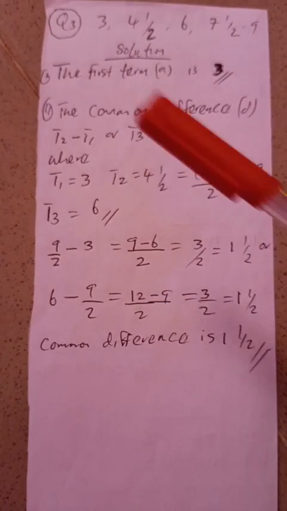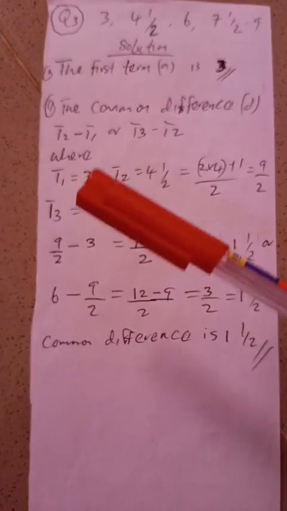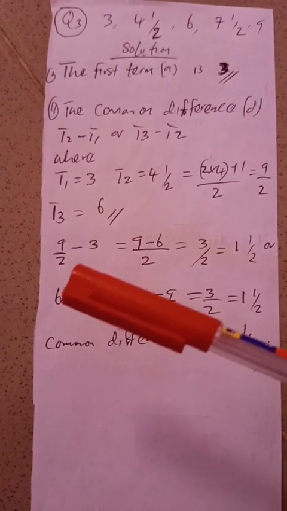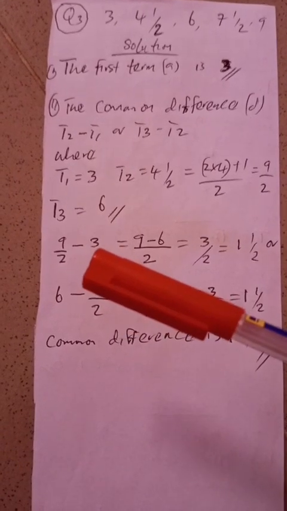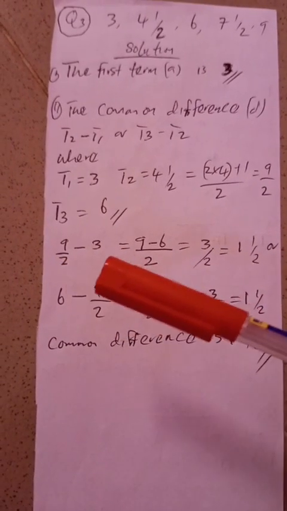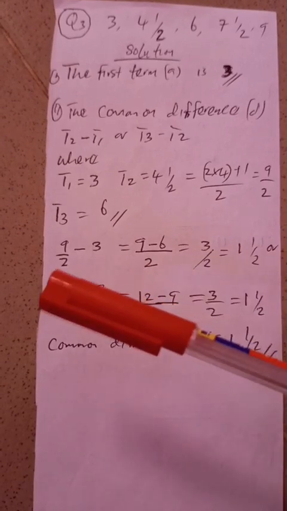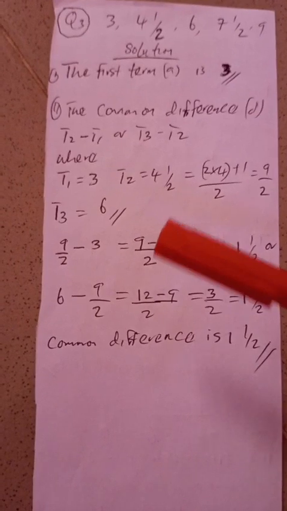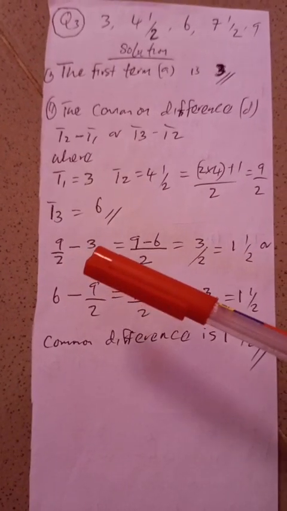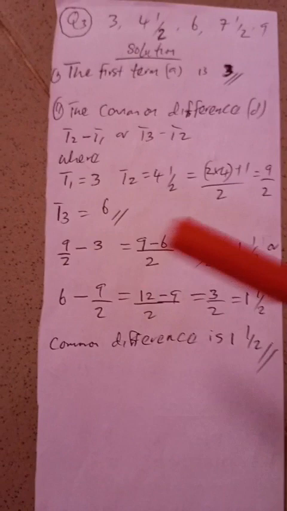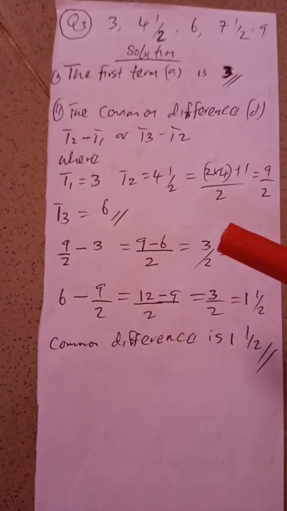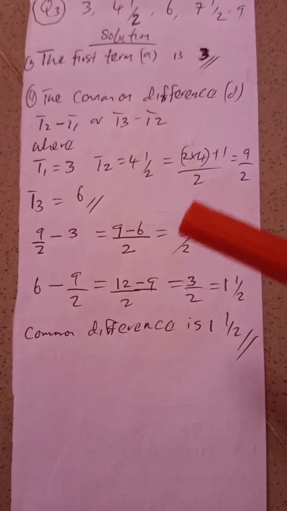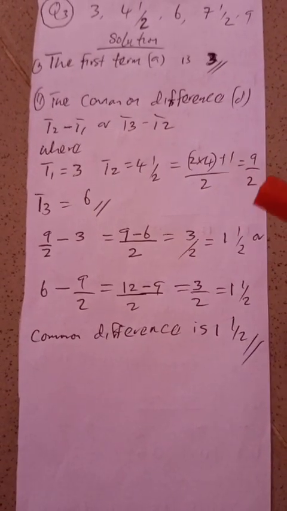While T3 is 6. So now following this formula, we say T2 minus T1. We now have 9 over 2 because our T2 is 9 over 2, minus 3. So we now find the LCM of 2 and 1, which is 2. This 2 divided by 2 is 1. 1 times 9 is 9. 2 divided by 1 is 2, then 2 times 3 is 6. 9 minus 6 will give us 3 over 2. And this is an improper fraction. So how many times can 2 go into 3? It can go 1 time, remainder 1.